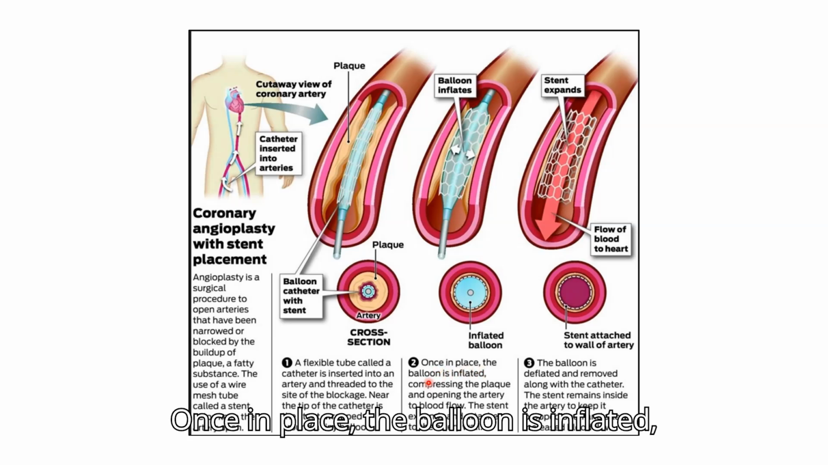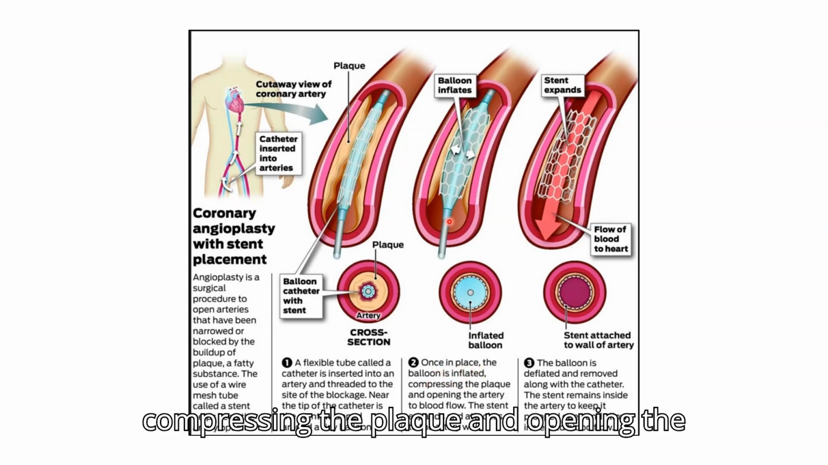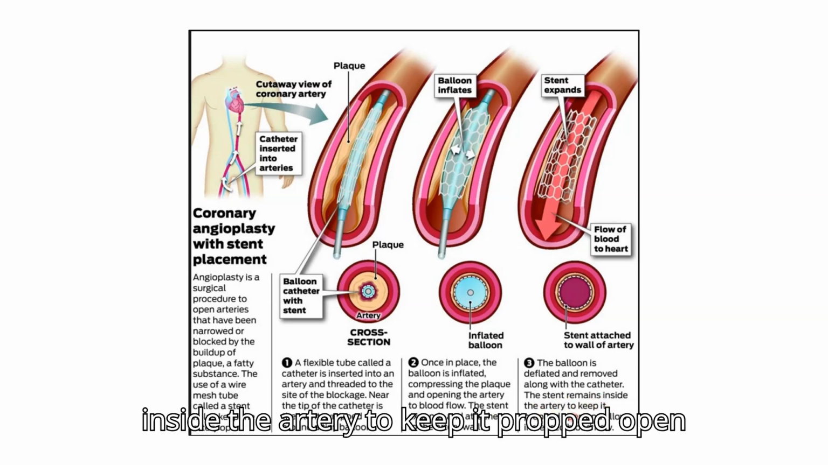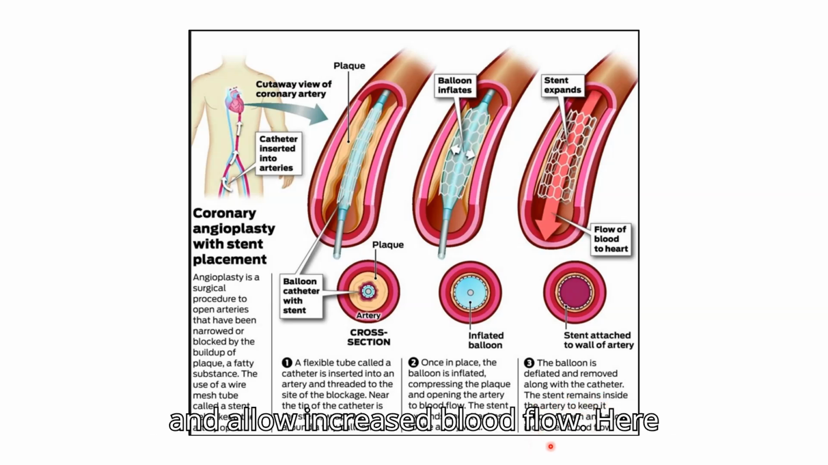Once in place, the balloon is inflated, compressing the plaque and opening the artery to blood flow. The stent expands and attaches to the artery wall. Here balloon is inflated. The balloon is deflated and removed along with the catheter. The stent remains inside the artery to keep it propped open and allow increased blood flow. Here is the stent. Balloon is retracted or removed.